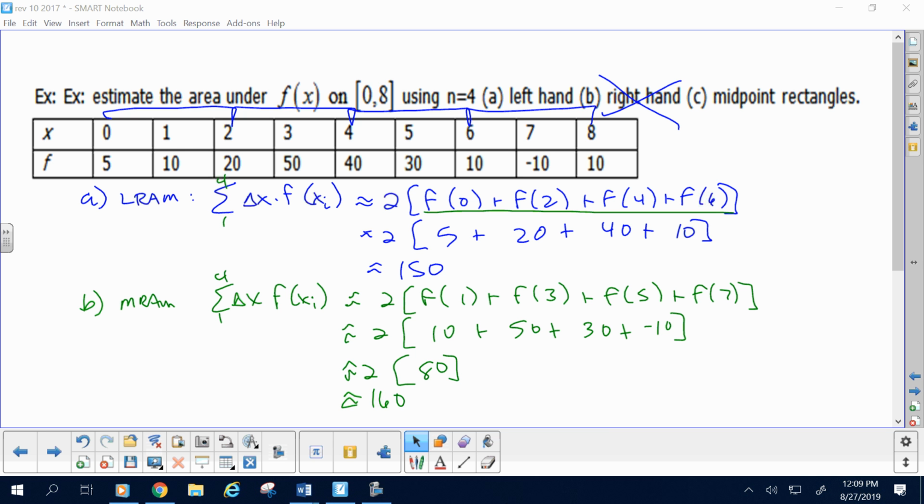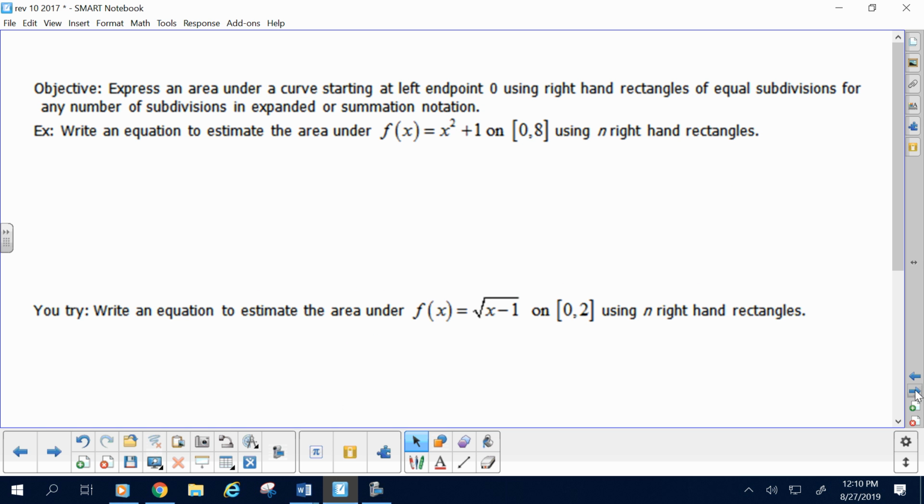Concavity has nothing to do with it. When it's increasing, do you agree? If it's increasing, the left will be less than the right, and you'll get an underestimate. So left hand will underestimate an increasing curve, and right hand will overestimate an increasing curve. And on a decreasing curve, what will happen? Left will overestimate, and the concavity is an issue for trapezoids, but we'll talk more about that later.